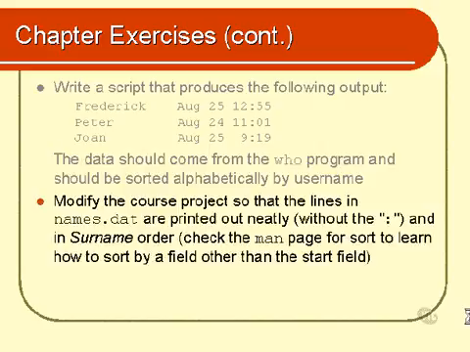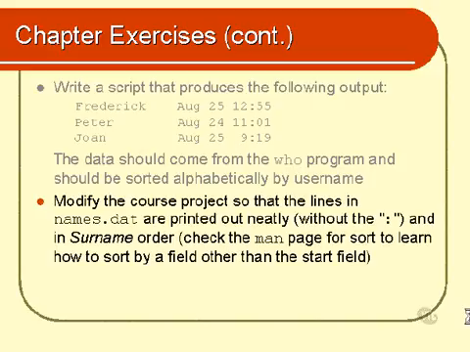Finally, let's modify the course project. There's a bit of a gaping hole in our course project at the moment, in that when we print out the names.dat, it's just a raw dump of what's in the file. But what I'd like to see is to have it printed out neatly. In other words, get rid of the colons that separate one field from the next, and I'd like them printed out in surname order, and clearly a nice heading would be appropriate as well.